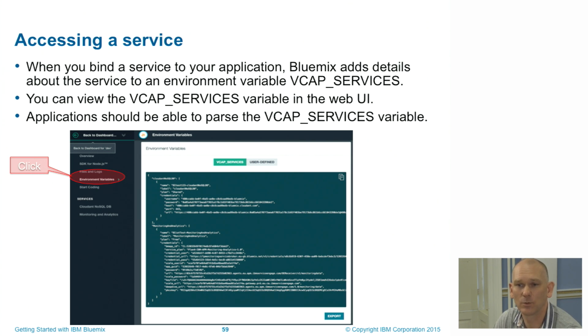That environment variable will hold a JSON document. So to understand what services are bound to my application and get things like the credentials to access that service, I need to parse out the JSON that's in that VCAP_SERVICES environment variable. From the Bluemix user interface, you can actually see the content of that environment variable by opening up an application and then switching to the environment variables tab, as shown on the slide.